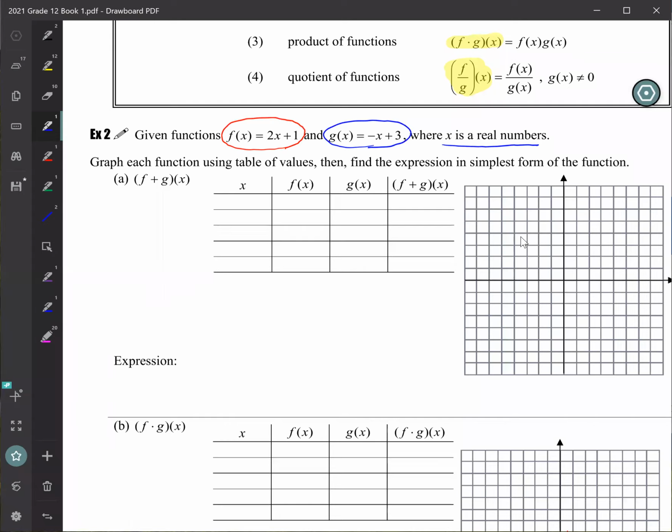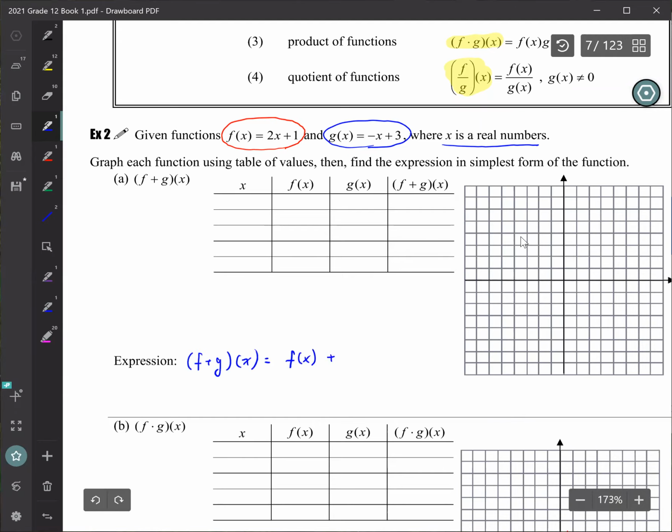So when they say f plus g of x, let's go down to the expression, right? F plus g of x just means you take f of x and then you add it with the g of x. Okay, so let's go back up to the table. I'm going to choose some negative numbers, some positive numbers. So use -2, -1, 0, 1, 2. Okay, so those are our input.